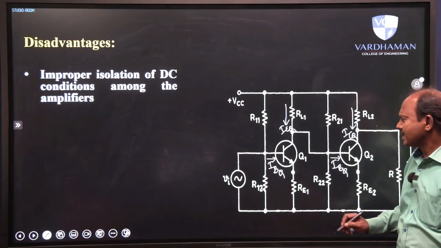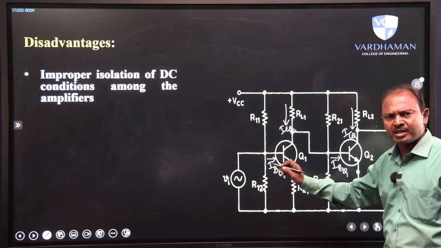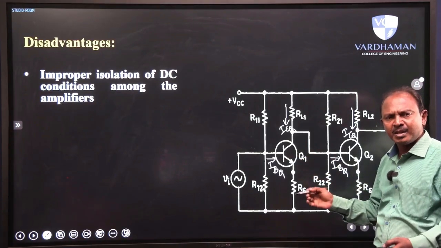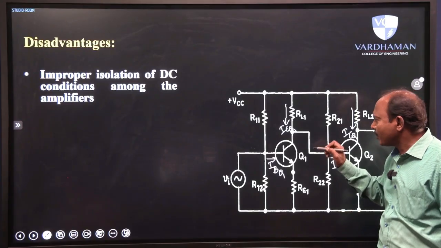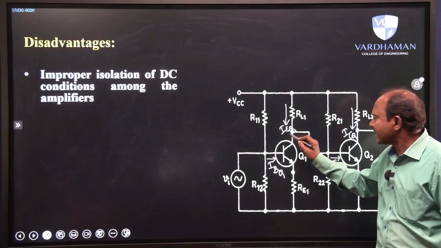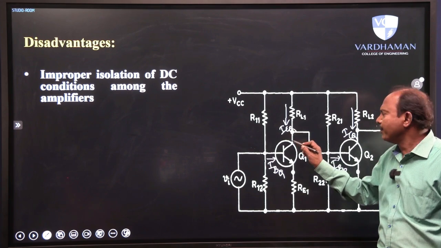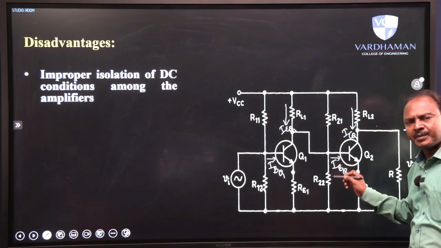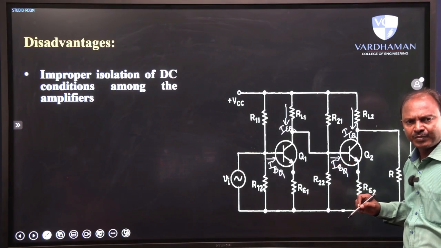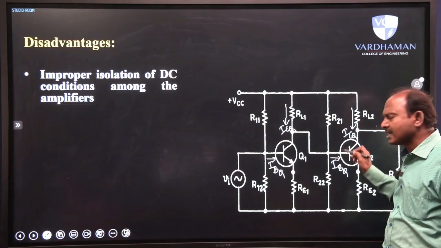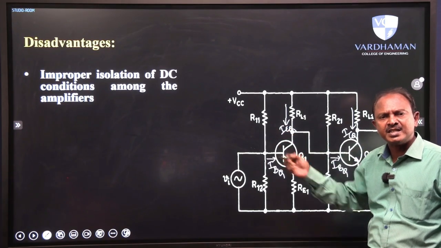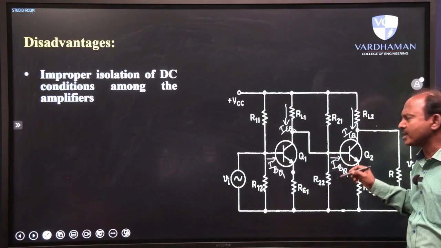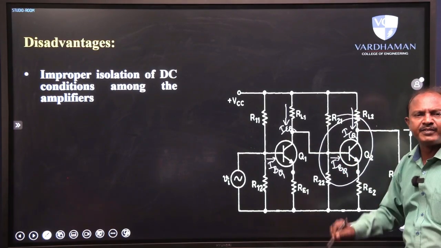Under these circumstances, if you do not have any isolation or separation between the individual stages, there is a serious problem: the DC collector current of the first stage may be directly connected to the base of the second stage, which may interfere with the base current of the second stage. That means the base current of the second stage and the collector current of the first stage may be mixing. As a result, the operating point location of the second stage may be completely shifted.